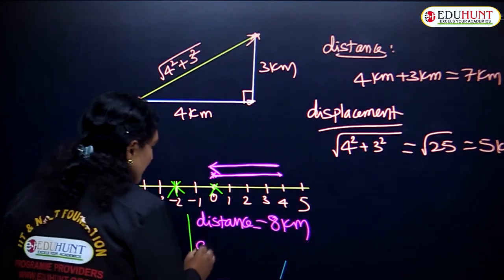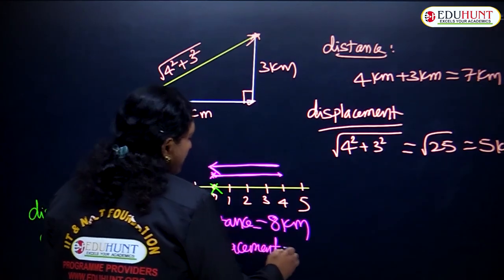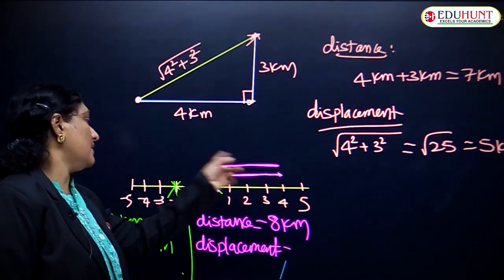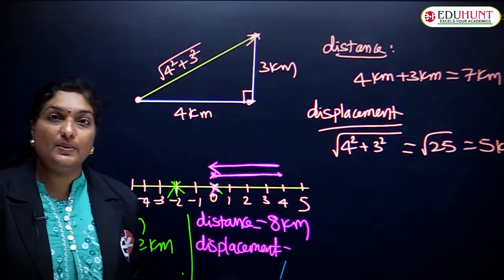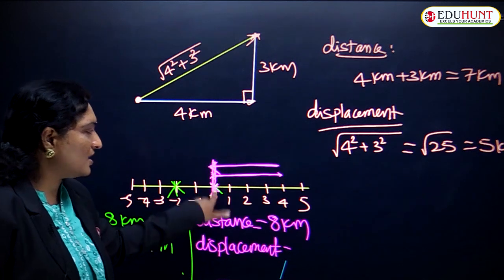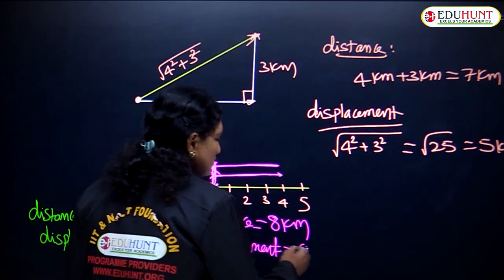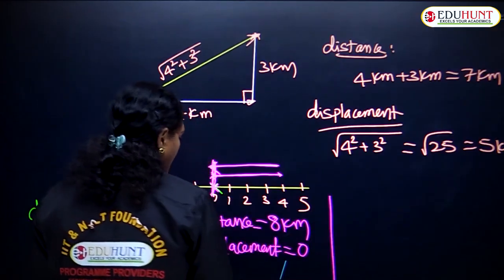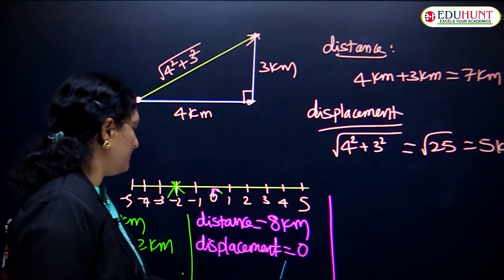If you consider displacement in the second case, what would be his displacement? The initial position was here. Again, after traveling a certain distance, he reached back to the same position. So, in this case, the displacement is 0 because the initial position as well as the final position are the same. Okay. Here, the displacement is 0. Moving ahead, let us take one more example, example number 3.